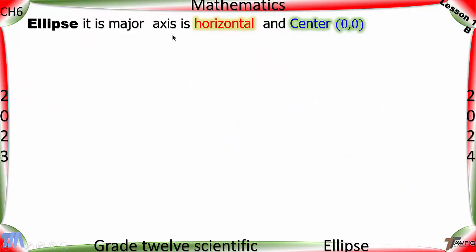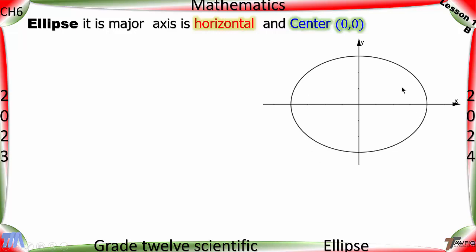Ellipse, its major axis is horizontal and the center is (0, 0). This is the graph of the ellipse, whose major axis is horizontal and the center is (0, 0). These 2 points are foci, F1, this one, and F2. If the distance between F2 and the center is c, then the distance between the center and F1 is c too. So F1 becomes (-c, 0), and F2 becomes (c, 0). Then we have two foci (±c, 0).